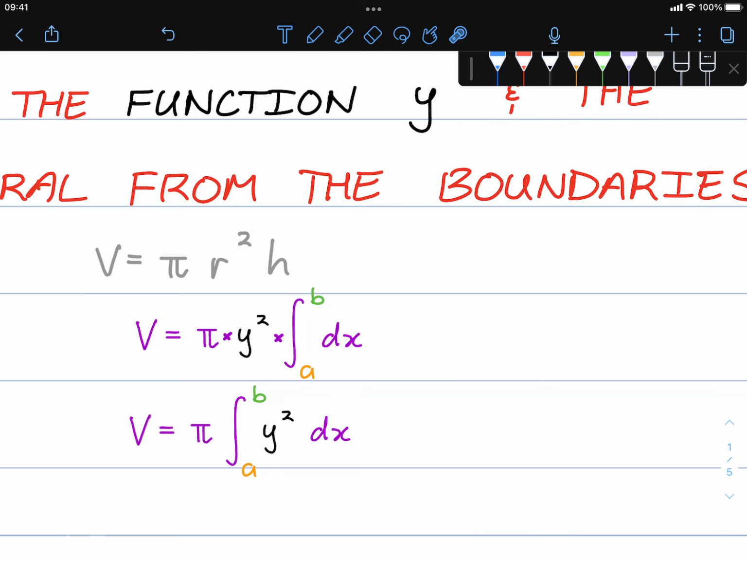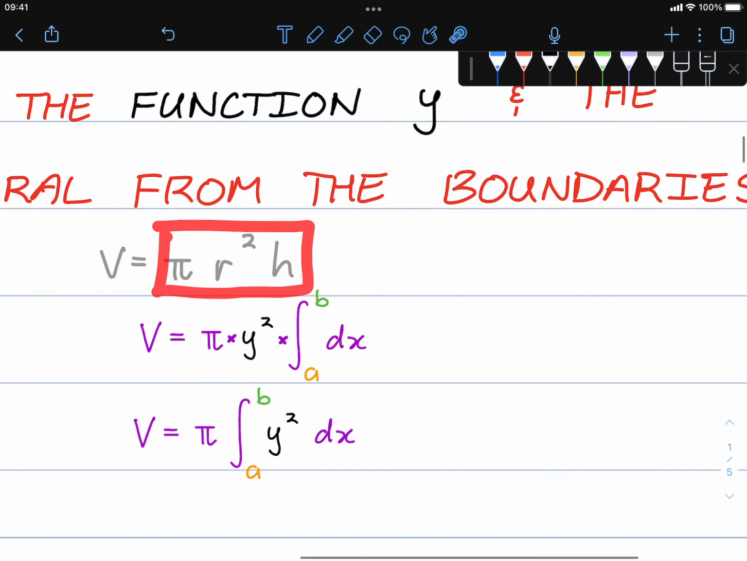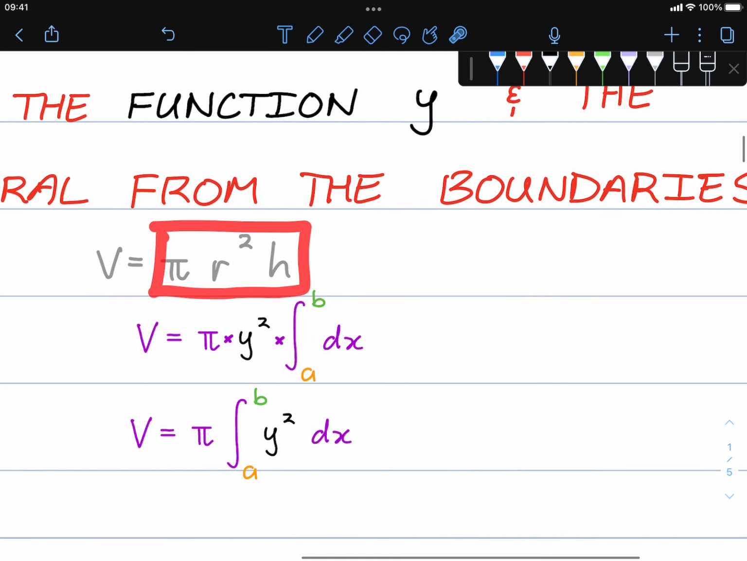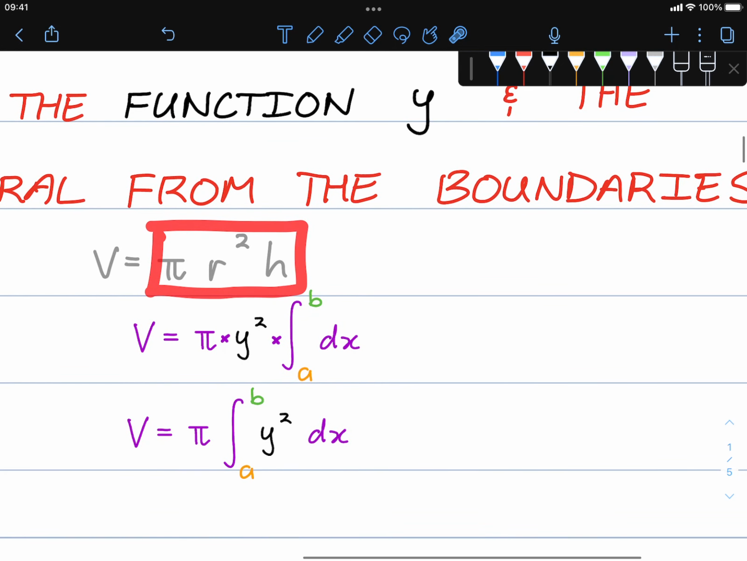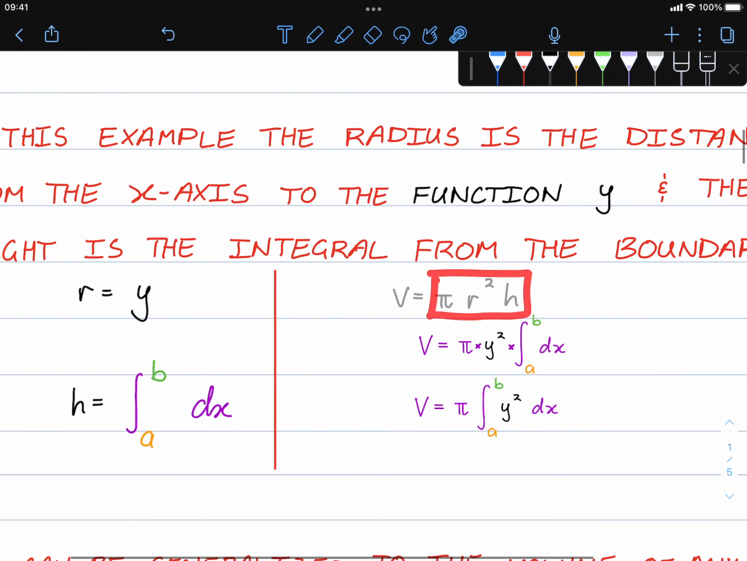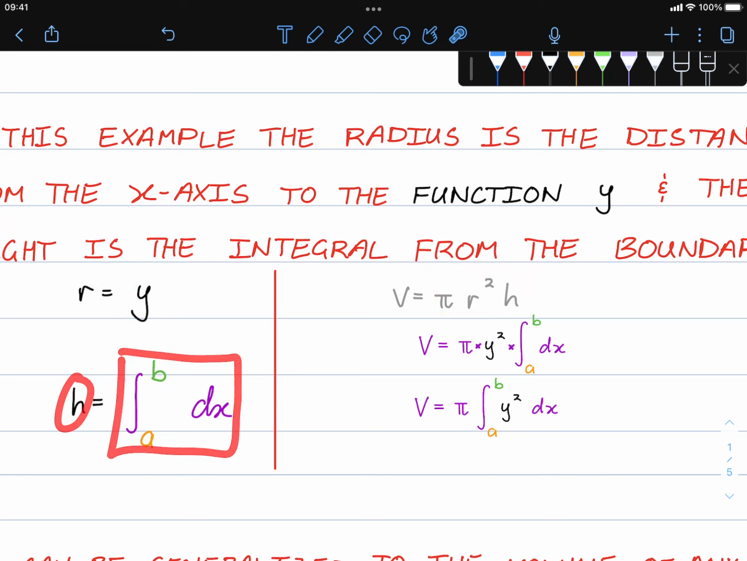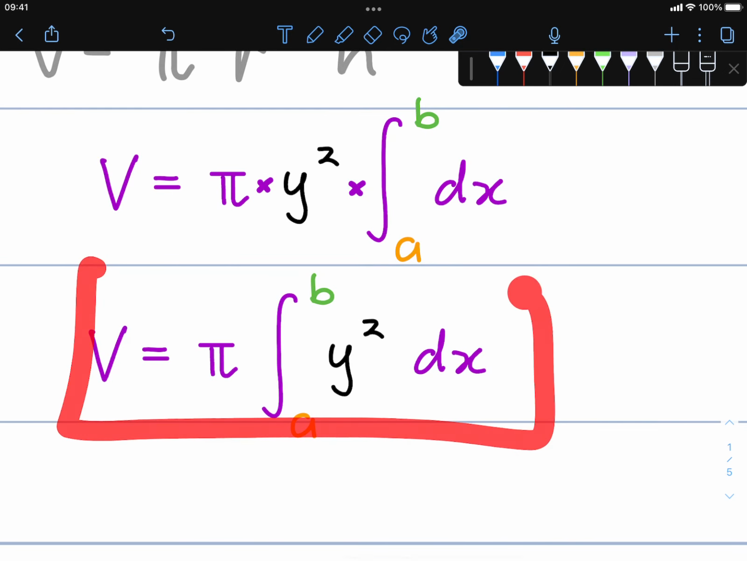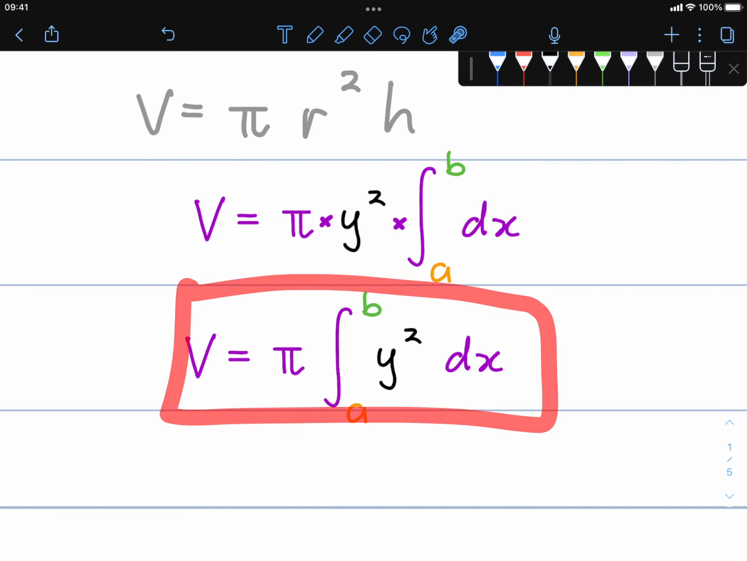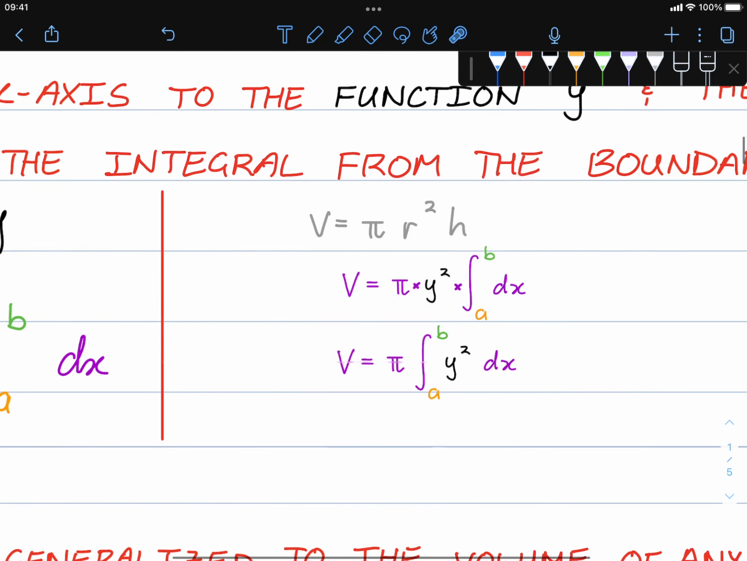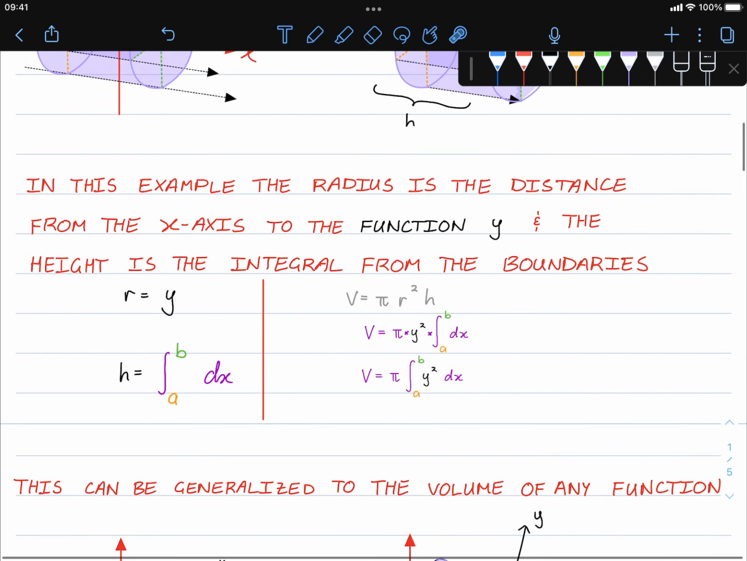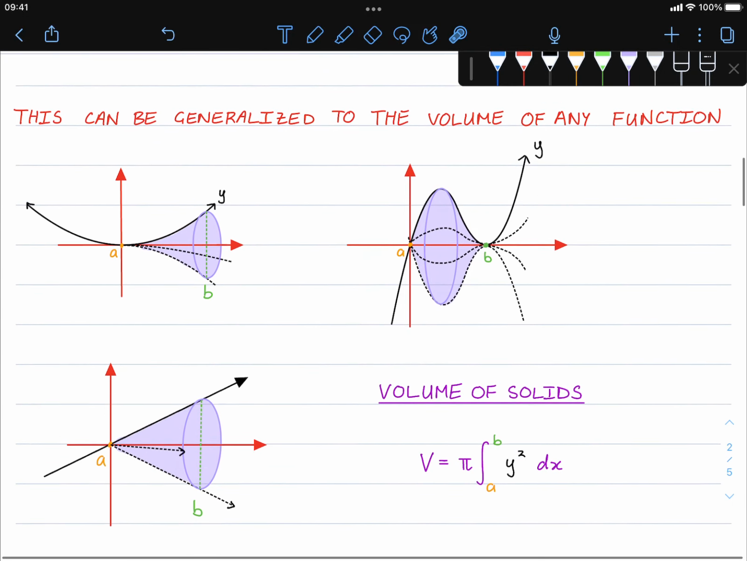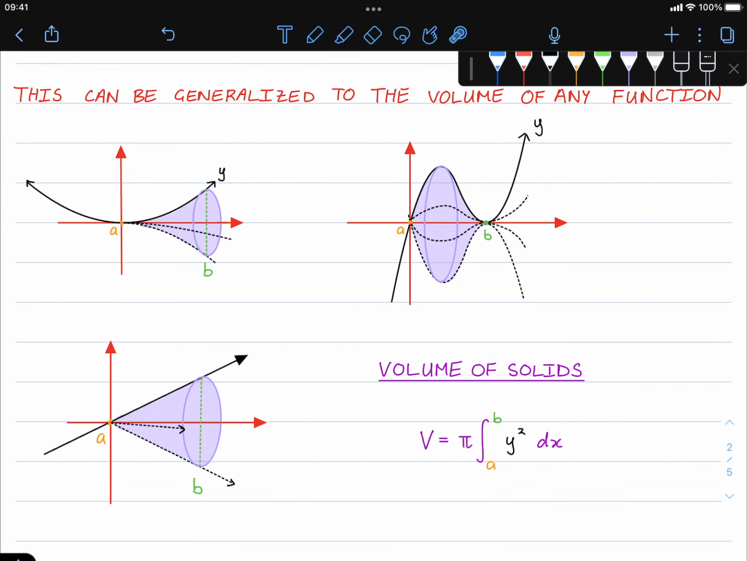Using this idea, we get pi r squared h being the volume of a cylinder. Substituting y for r, we get y squared, and substituting h as the integral, we actually get the volume of a solid rotated around the x-axis. Let's generalize this to the volume of any function rotated around the x-axis.